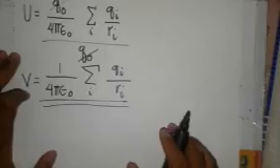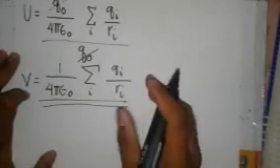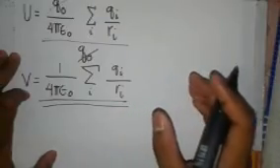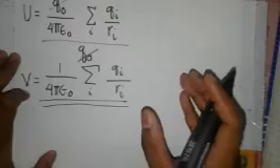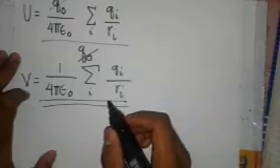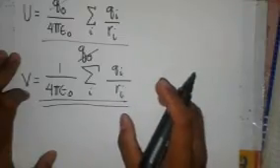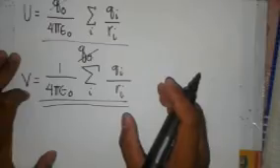So just as the electric field due to a collection of point charges is the vector sum of the fields produced by each charge, the electric potential due to a collection of point charges is the scalar sum of the potential due to each charge.